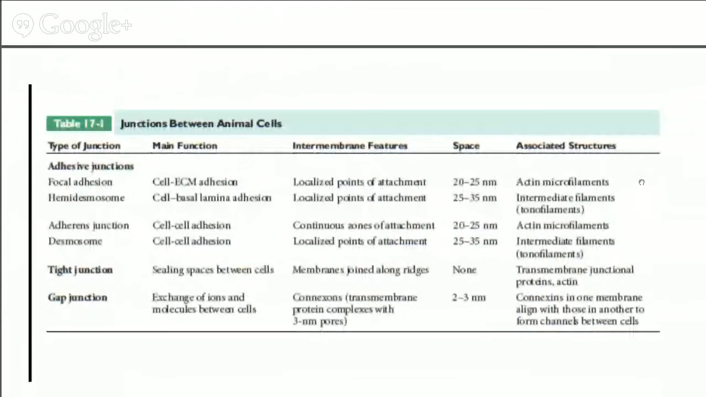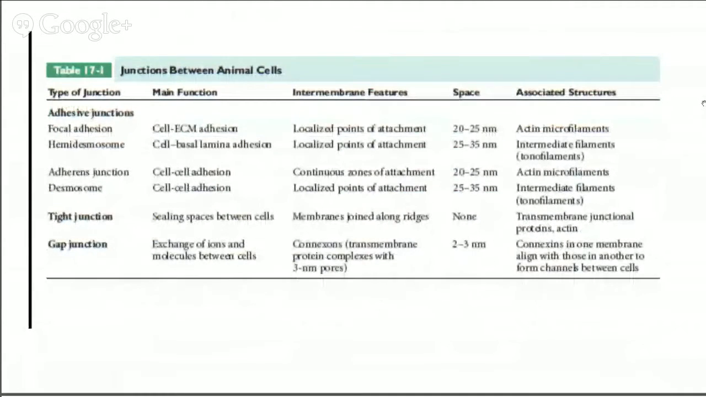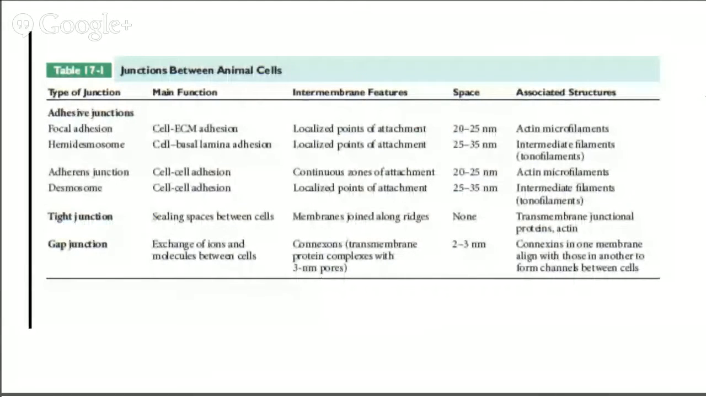This is a table of the three different types of junctions. We have 4 different types of adhesive junctions, which are focal, hemidesmosome, adherens junctions, and desmosome. And just to explain again, the tight junction is used for sealing spaces between cells, and the gap junction is used for exchange of ions and molecules between cells.